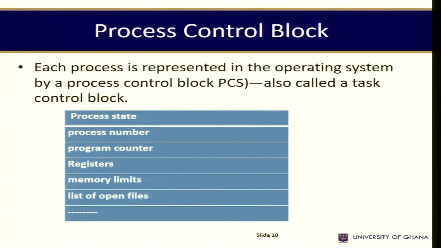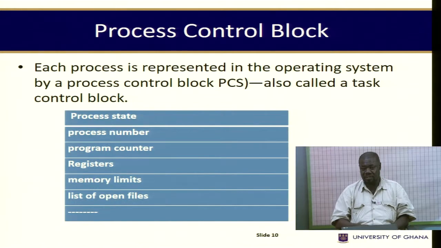Now, how then do you identify a process in an operating system? We define a process as a program in execution. An operating system is also a form of computer code. So how then do you identify a process? There is a block containing important information about a process, which is called a process control block.